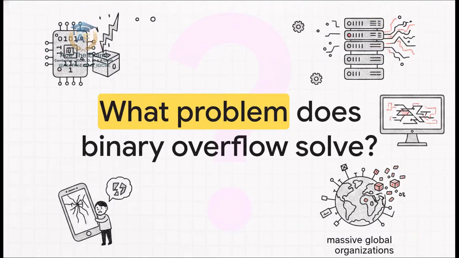I want to challenge you right out of the gate. Think about this specific question. What exact digital problem does binary overflow solve? I want you to stop just reciting facts for a second and really think about the practical consequences here. Because in the real world, overflow isn't just some harmless math error on a piece of paper, right? It's literally a catastrophic failure waiting to happen.